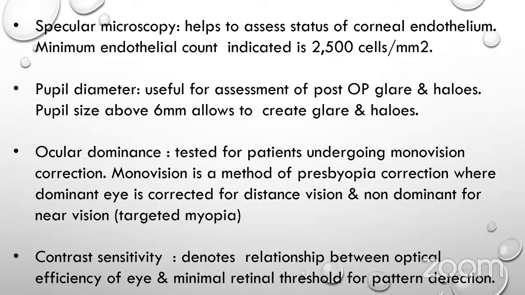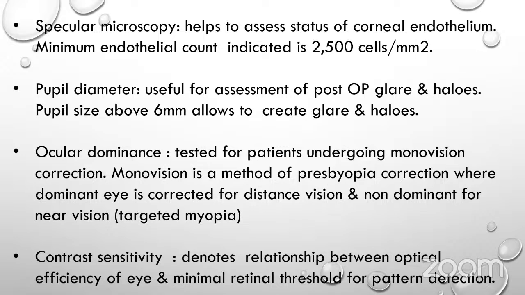Specular microscopy. This helps to assess the status of the corneal endothelium. Minimum endothelial count indicated is 2500 cells per millimeter square. Pupil diameter is useful for assessment of post-op glare and halos. If the pupil size is 6 mm or more, then the patient can have post-op glare and halos.